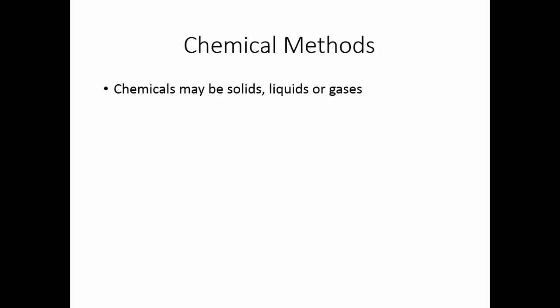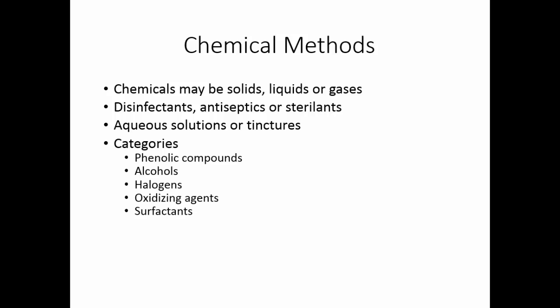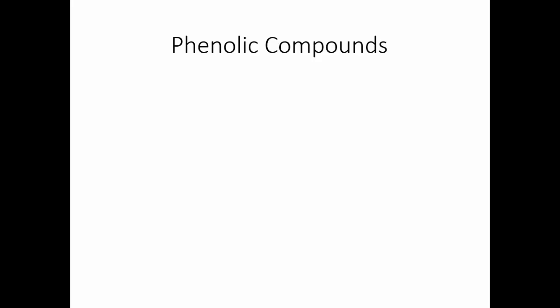The chemicals may be solids, liquids, or gases. They may be disinfectants, antiseptics, or even sterilants, things that are capable of sterilizing material. Chemicals may come in aqueous or water-based solution or in tinctures, that is, dissolved in alcohol. The categories of chemicals used for disinfection and antisepsis are phenolic compounds, alcohols, halogens, oxidizing agents, surfactants, heavy metals, aldehydes, gaseous agents, and enzymes.